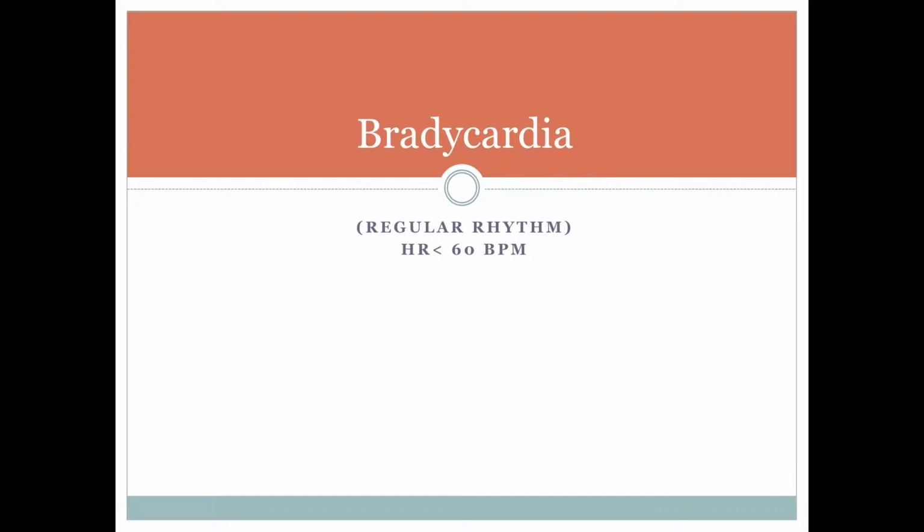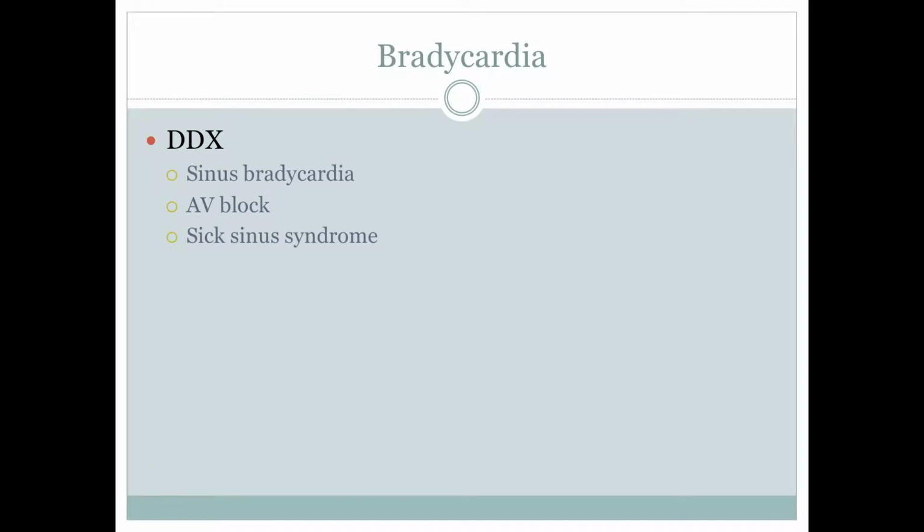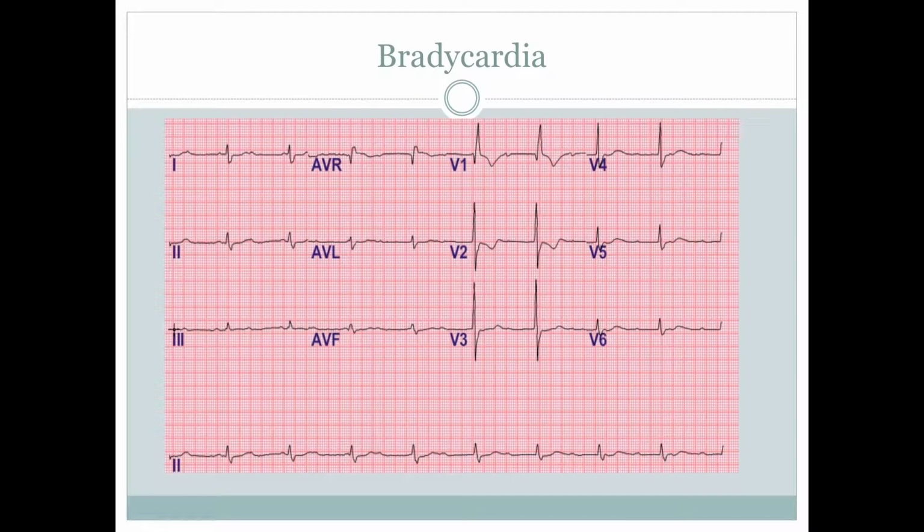Okay, so moving on to bradycardia, I'm going to discuss a quick little differential for bradycardia that occurs with a regular rhythm. So we're not talking about irregular rhythms or anything like that, just anything that is regular with a heart rate less than 60 beats per minute. The differential for this is pretty short. It's just three quick things that I think about: sinus bradycardia, any kind of AV block, and sick sinus syndrome.